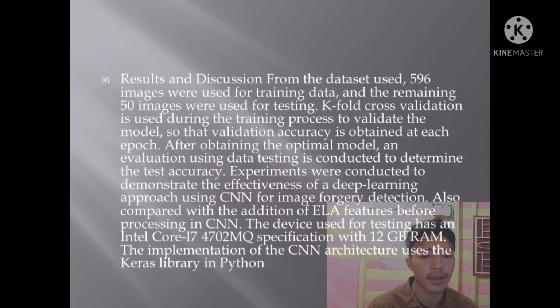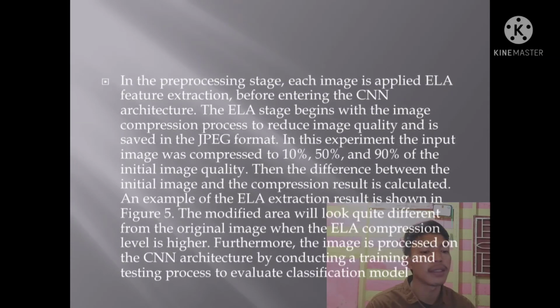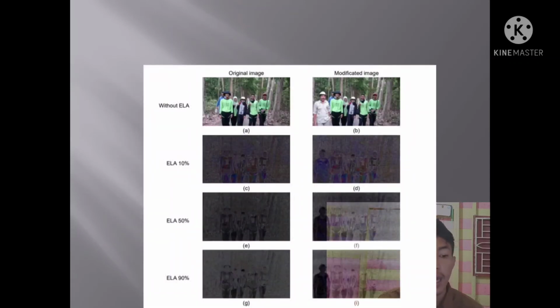So we can skip. The device used for testing has an Intel Core i7 specification with 12 GB RAM. The implementation of the CNN architecture uses the Keras library in Python. We can do the image quality work in Core i7 maybe or i5.